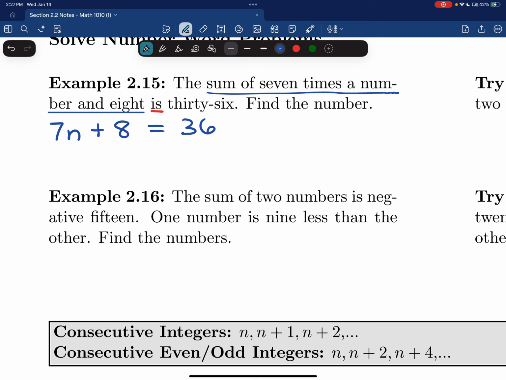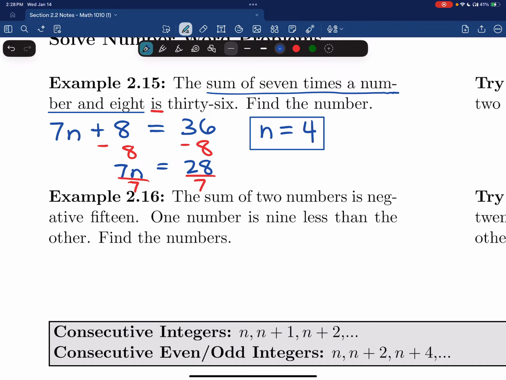Now it's time to solve the equation I've created for the variable. First, we'll subtract 8. And we'll find that 7n is equal to 28. We'll now divide by 7. And we've found the answer for the variable n. 28 divided by 7 is 4. So the number that they're asking for is 4. The number in question is 4.